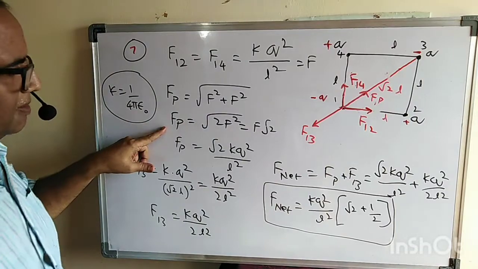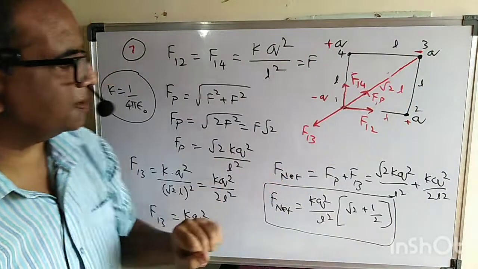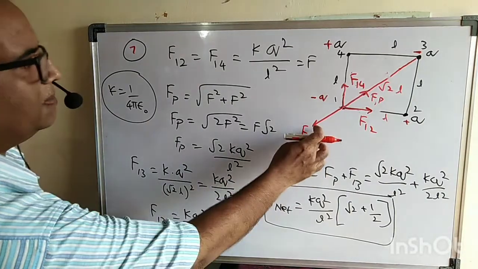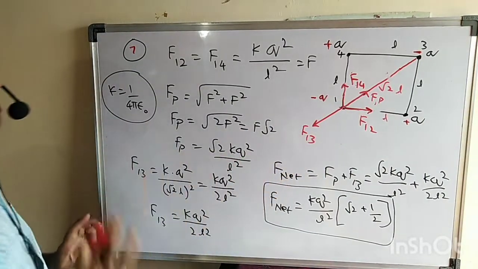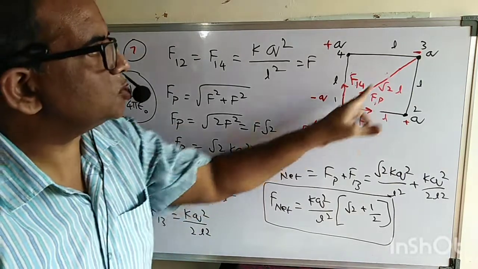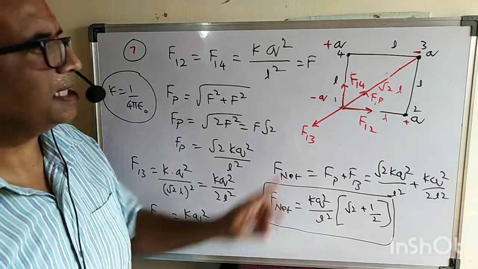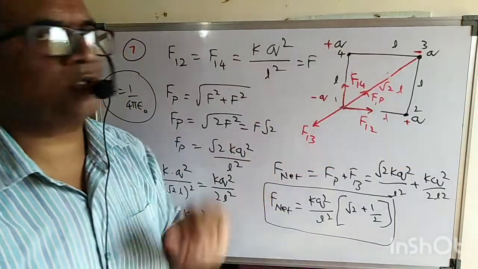See, Fp will be in which direction? In the inward direction. And F13 will be in which direction? Outward direction. Are you following? See, the seventh problem, what they give? These two are negative and these two are positive, they give.